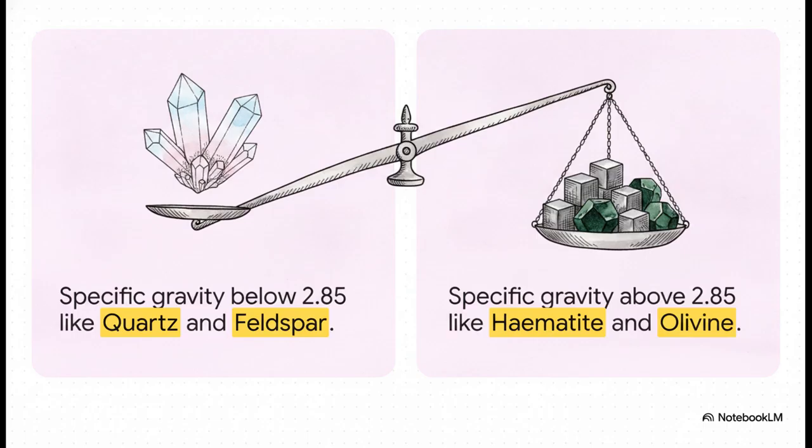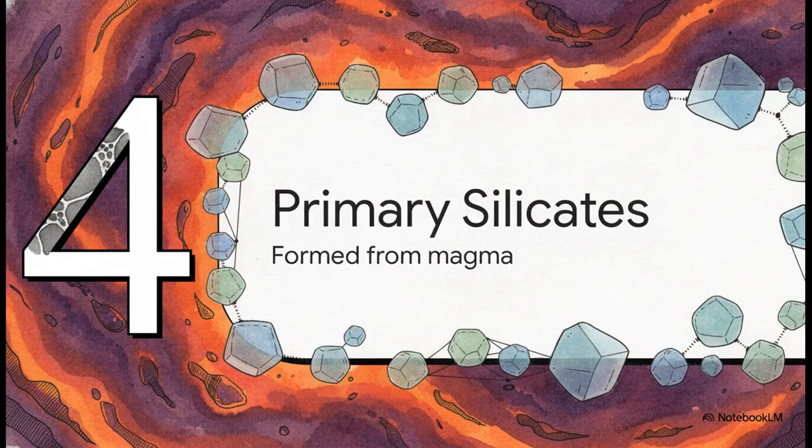We can also categorize them by specific gravity. Light minerals are abundantly present in nature and have a specific gravity below 2.85. This group includes our dominant heavy hitters, quartz and feldspar. On the flip side, heavy minerals have a specific gravity above 2.85. Examples there include hematite, pyrite, and olivine. Which brings us to Section 4, the primary silicates.